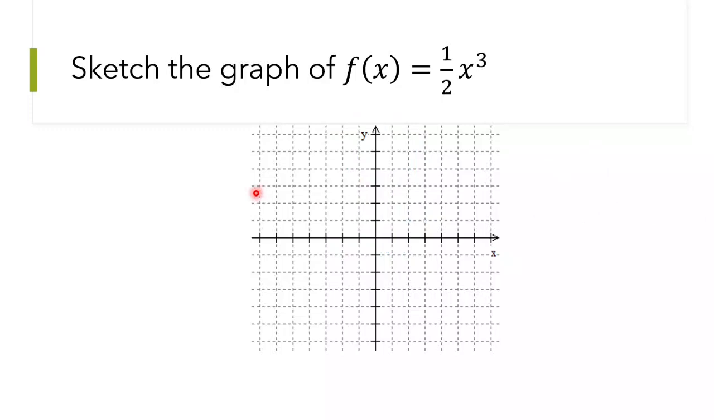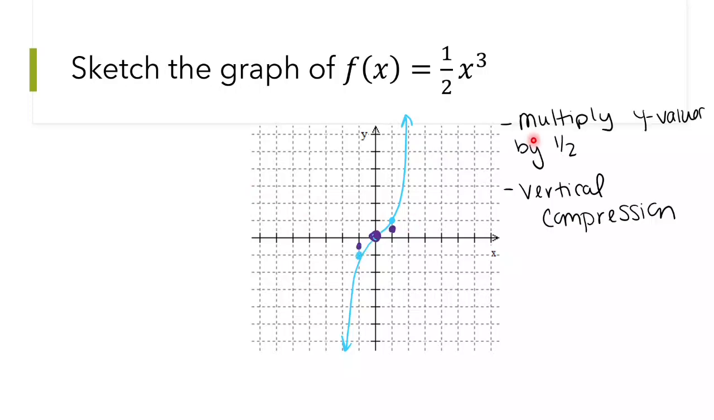Now, if I put a constant multiplier that is smaller than 1, like a half, let's graph f of x equals 1/2 times x cubed. I start by graphing my parent function. So it goes through the origin, 1, 1, negative 1, negative 1. So the 1/2 is our multiplier. We are going to multiply all of our y values by 1/2. We're going to cut our y values in half, and this is going to be a vertical compression. This is going to squash the graph.